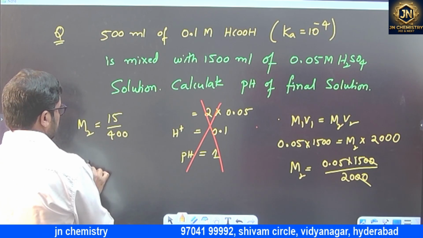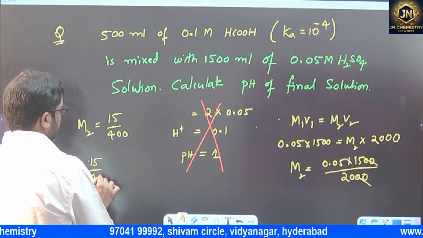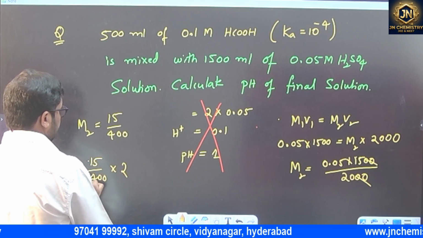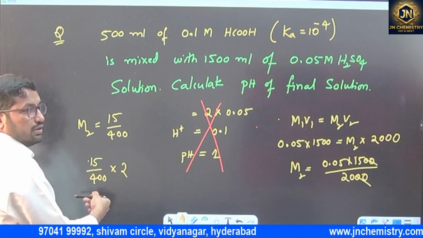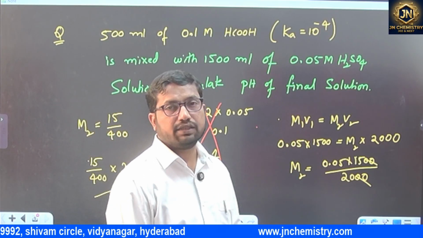Right, so 15 by 400 into 2, because 2 H plus are produced. This is nothing but the H plus concentration, from which we get pH. So like that we need to calculate. Okay? So remaining things we'll discuss tomorrow.